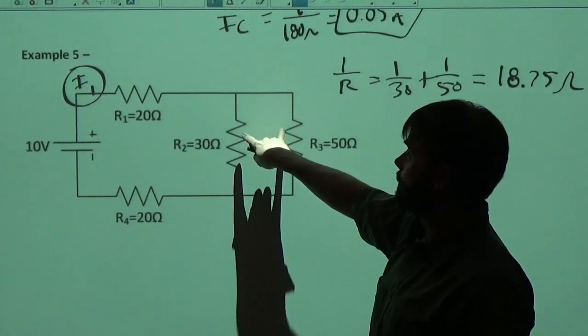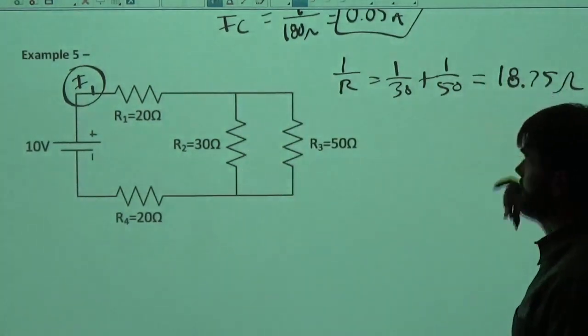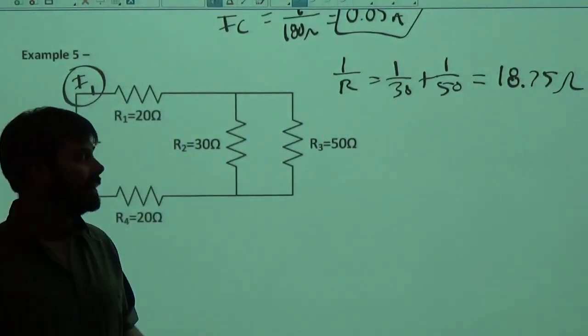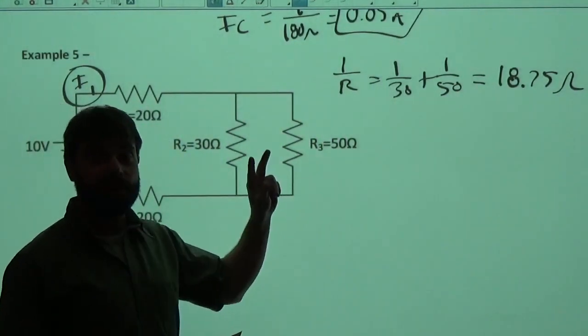So basically I could replace these two with an equivalent resistance of 18.75. And you might think, well, how is it lower? How is it a lower resistance? But you've got to remember, it's got two paths to flow through.